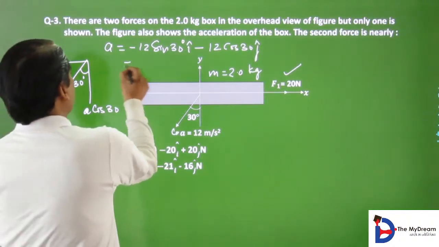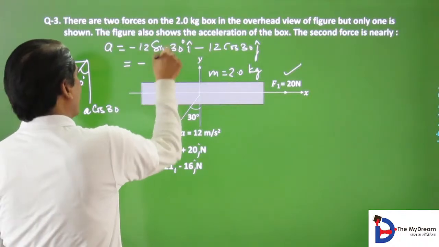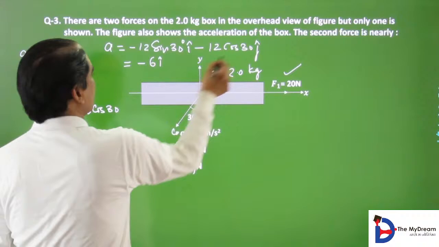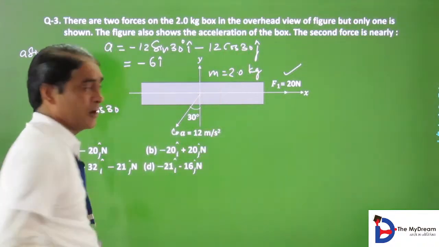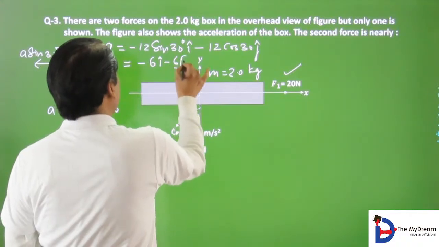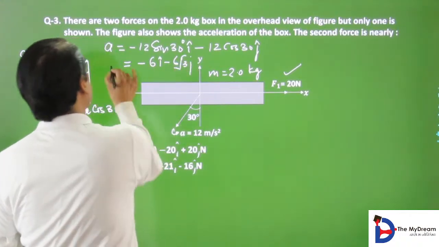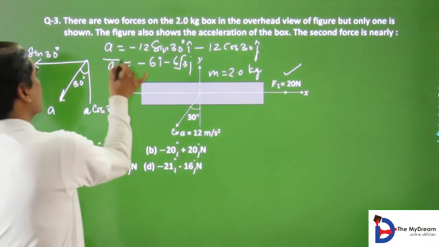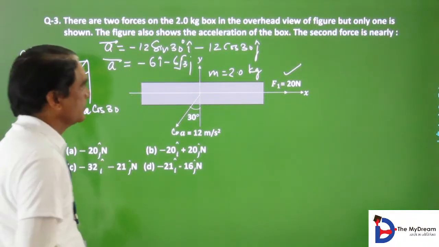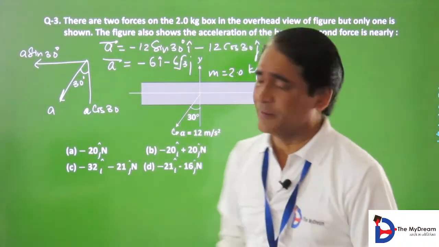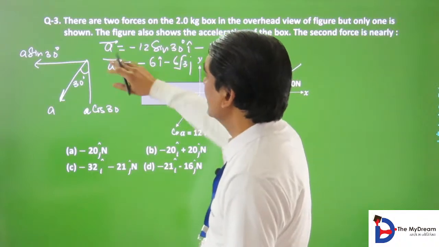This is of sin 30, 1 by 2, so this is 6i. This is cos 30, root 3 by 2. You can write down 6 root 3 j. So minus 6i and minus 6 root 3 j is the acceleration.